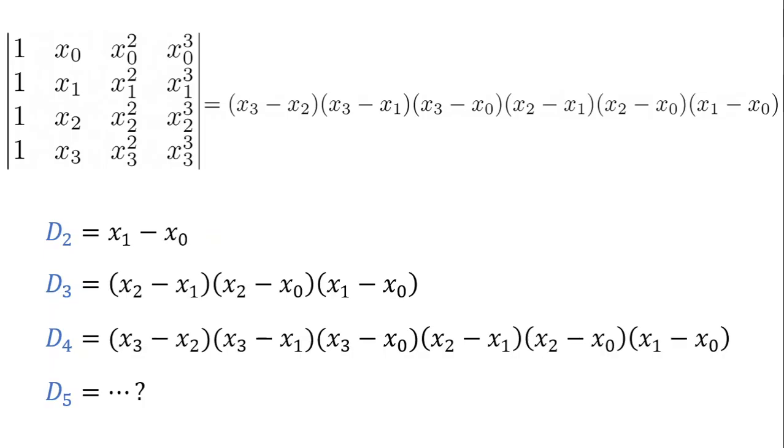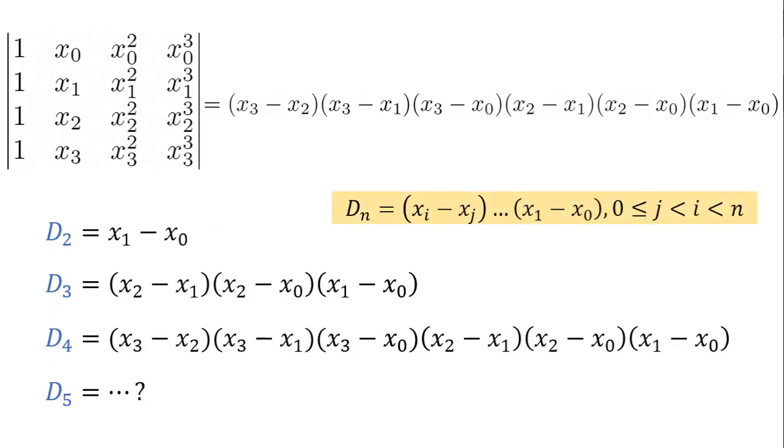Here's the rule. In general, the determinant is the product of all pairwise differences x_i minus x_j, with i greater than j. Let's see how this works.